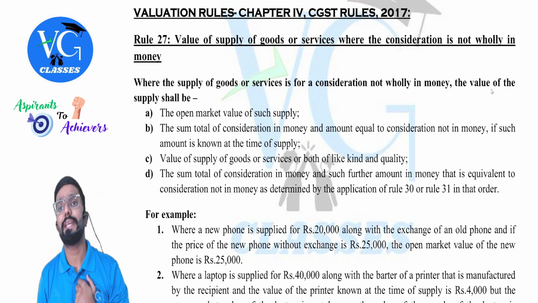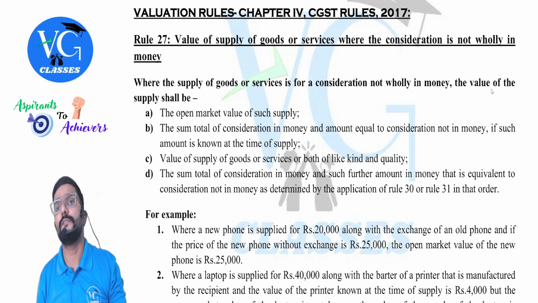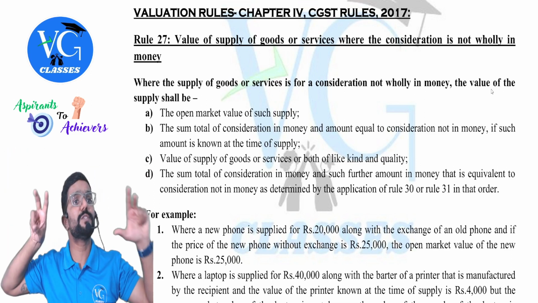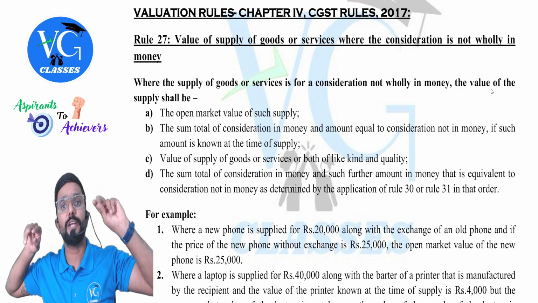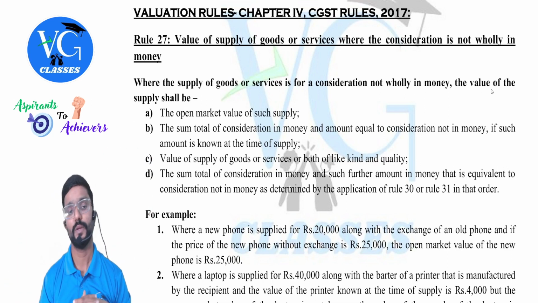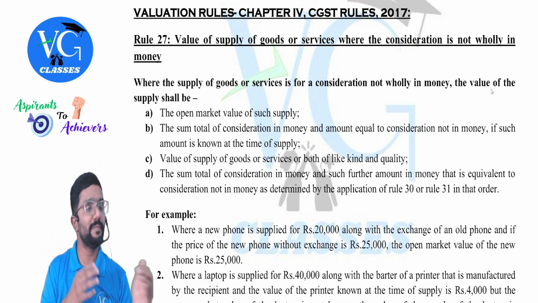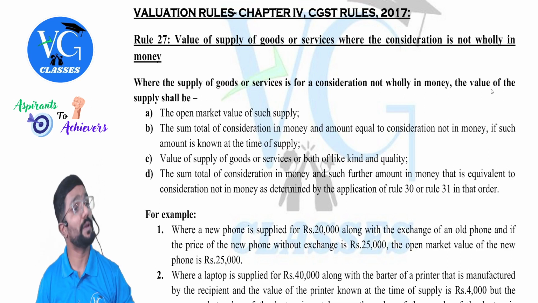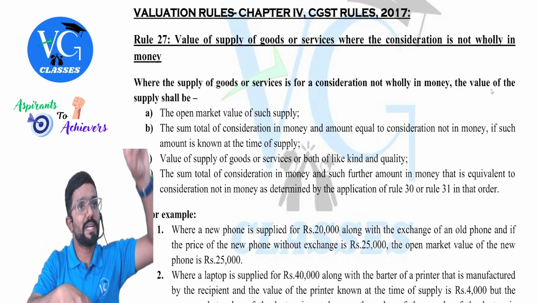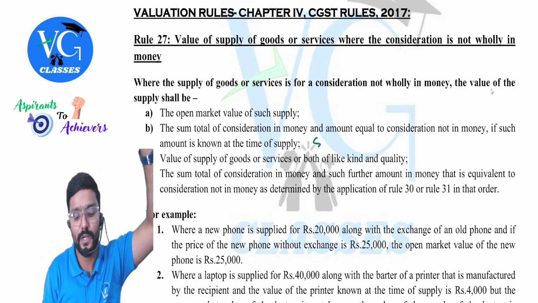Okay. In that case, what should we take? Let us go back to our laptop example. The open market value of such supply. For example, if the laptop alone was sold, for what price would it have been sold? 70,000. So what is the open market value of the laptop sold by the supplier? 70,000. We need to take that. Or second one, the sum total of consideration in money and an amount equal to consideration not in money. If the amount is known at the time of supply, simple. What is the consideration in money for the supplier? As per my example, 50,000.